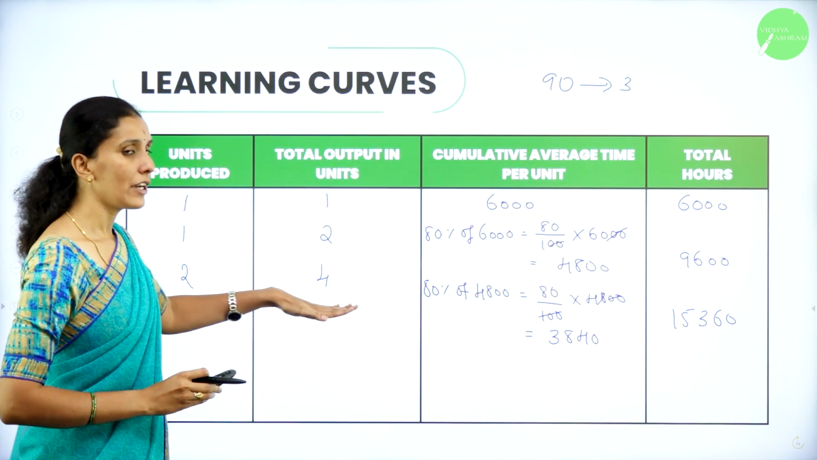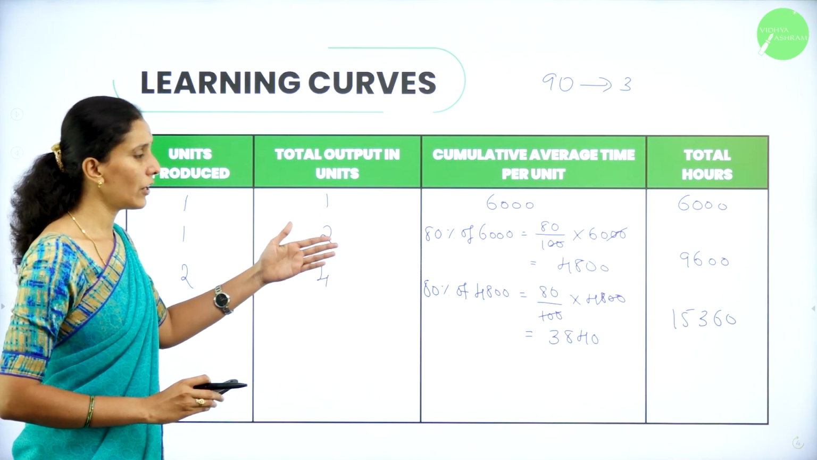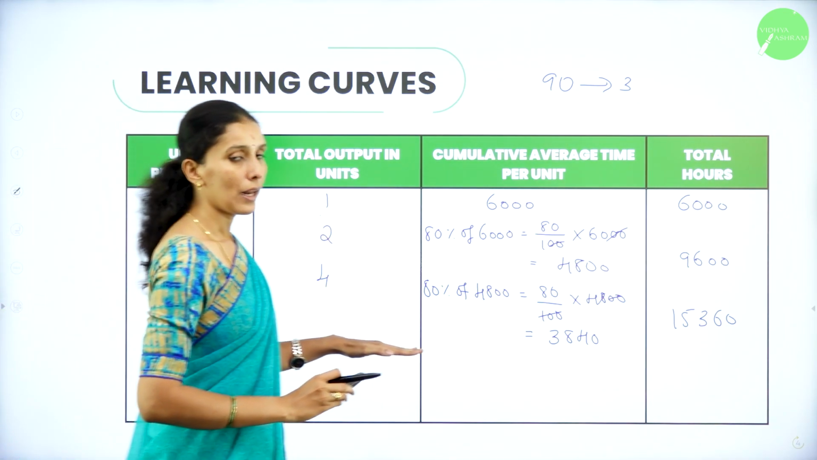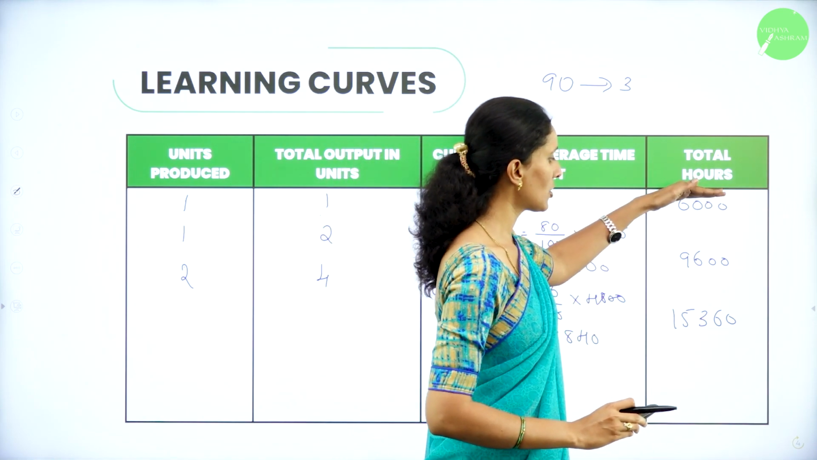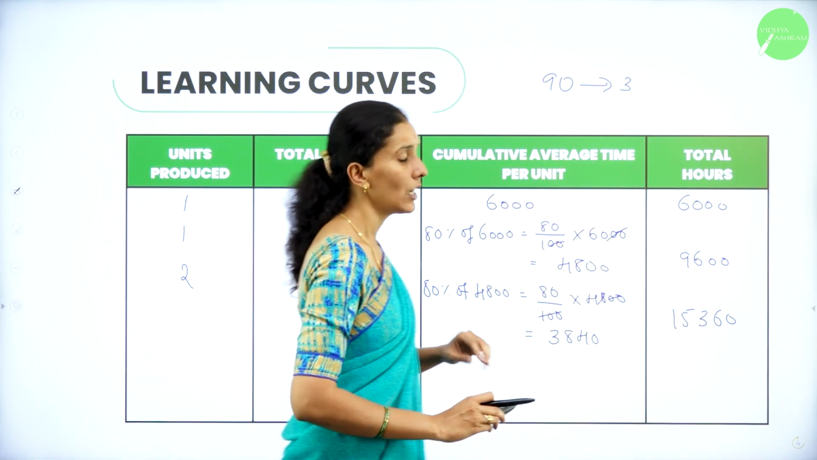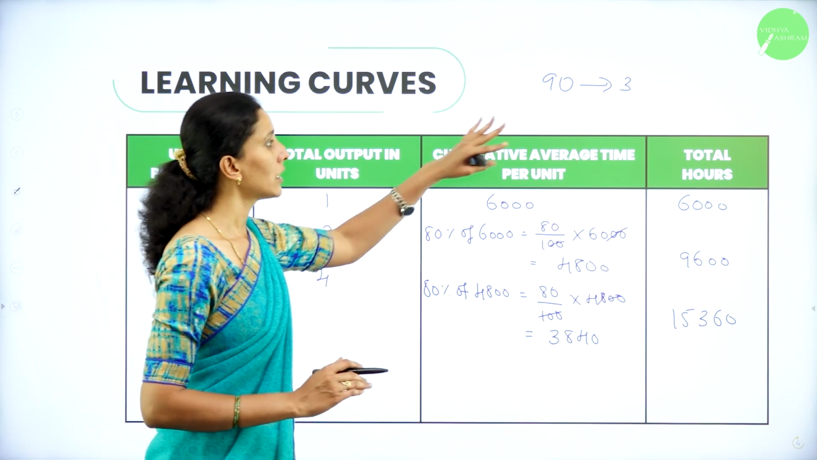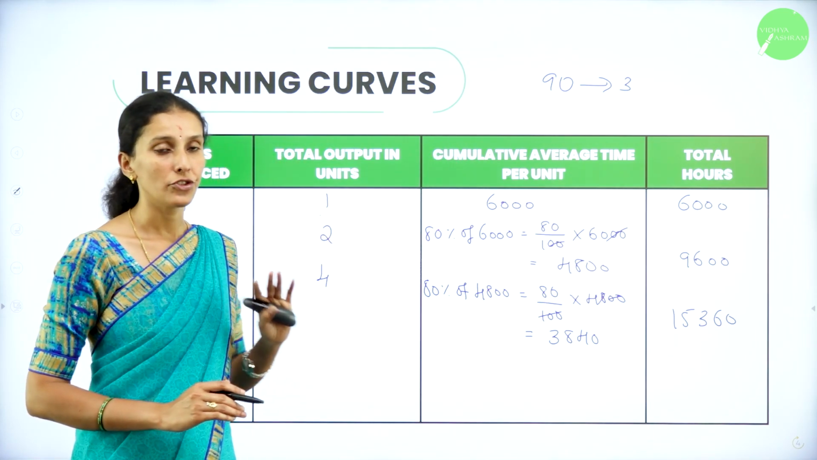But here I have done it for 4 units. So for 3 units, what I should do? I should less the labor hours of the first unit with 15,360. So I'll get the labor hours for 3 units, that is 90 engines.